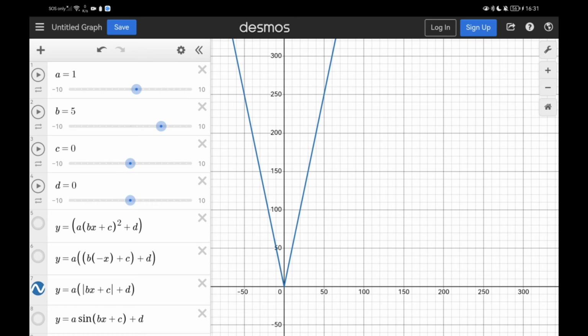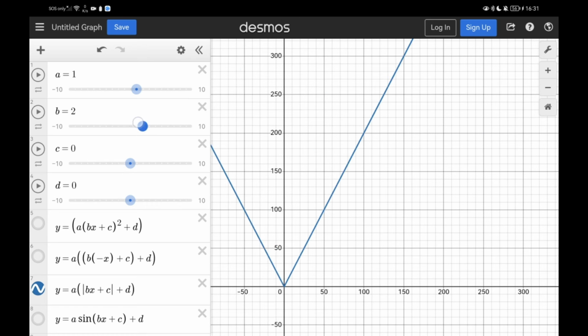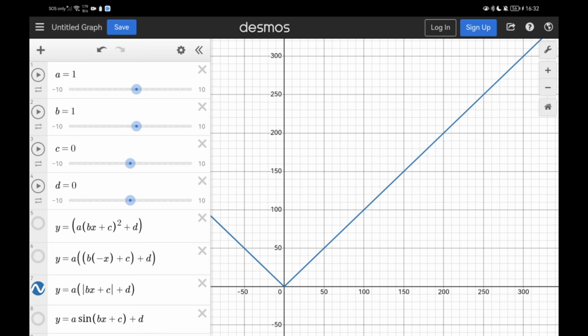So this is the advanced explanation of these three transformation functions.